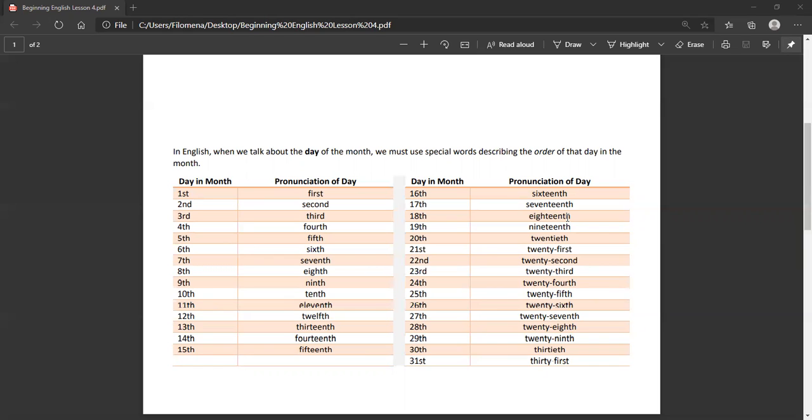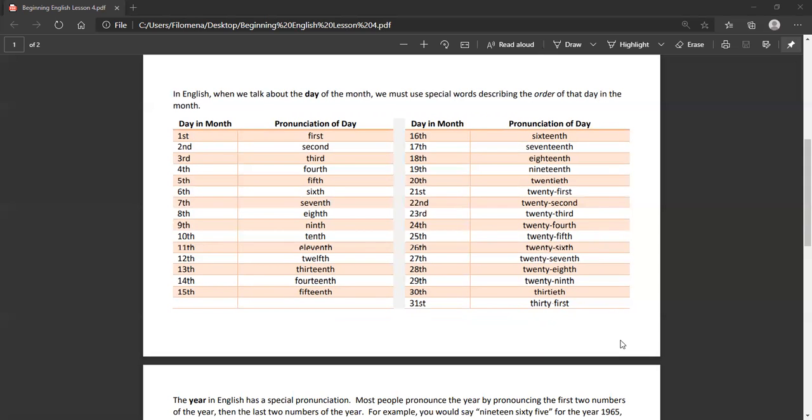First, second, third, fourth, fifth, sixth, seventh, eighth, ninth, tenth, eleventh, twelfth, thirteenth, fourteenth, fifteenth, sixteenth, seventeenth, eighteenth, nineteenth, twentieth, twenty-first, twenty-second, twenty-third, twenty-fourth, twenty-fifth, twenty-sixth, twenty-seventh, twenty-eighth, twenty-ninth, thirtieth, thirty-first. Okay, so those are the ordinal numbers.